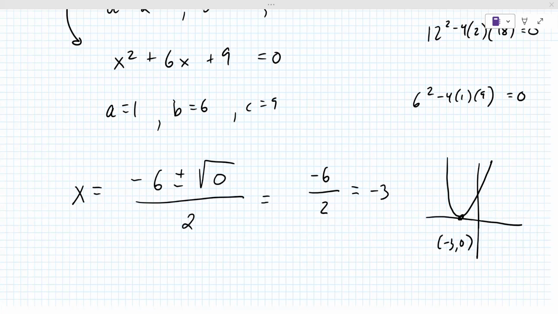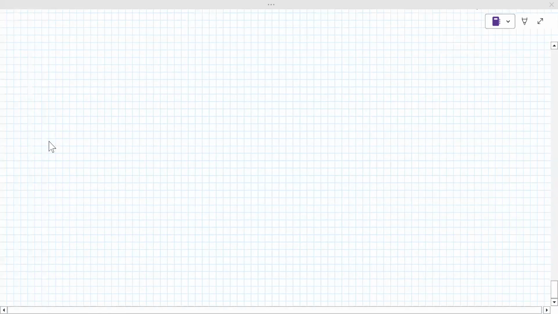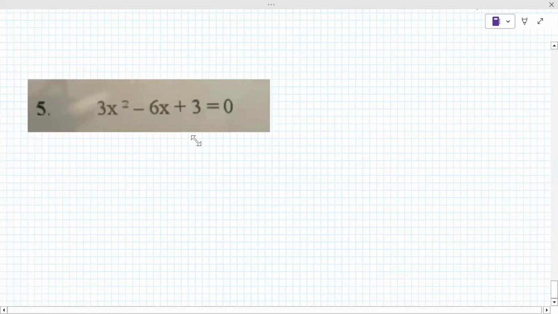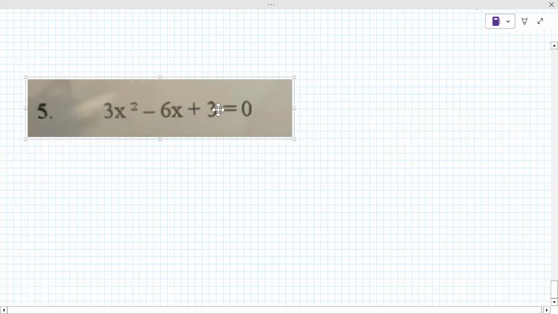So 5 is actually a lot like that one. So why don't I have you try 5 here. I would recommend dividing everything by 3 before you start, and then using the quadratic formula.